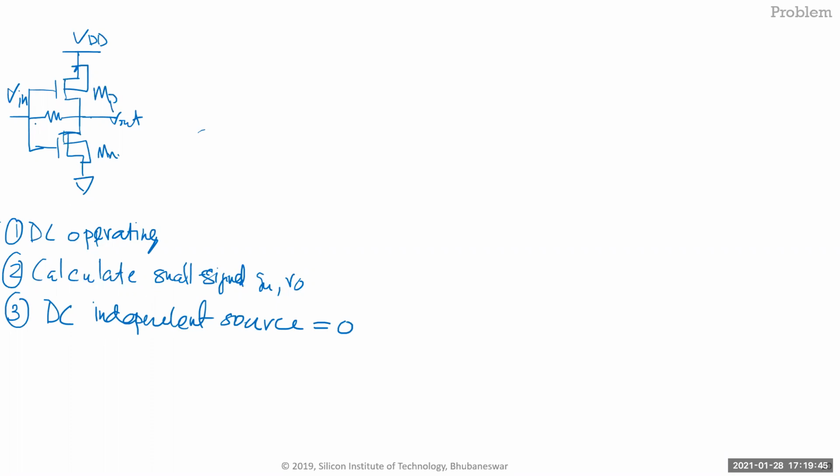So DC operating point, we did this. Now calculate small signal. So let's say we assume we did that. We calculated GM, R naught, and all that. Now there is only one independent source, which is this source here, connected from here to ground. We're going to short it, which means that this node will become ground. And now we're going to create the small signal model for the entire amplifier.